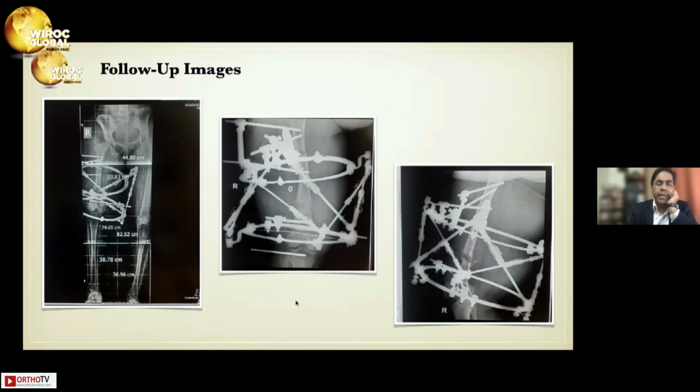We cannot use the plate. We cannot acutely correct as it was having the rotational component. We cannot use guided growth as she was skeletally mature. So we have decided to use the 6-axis correction system.